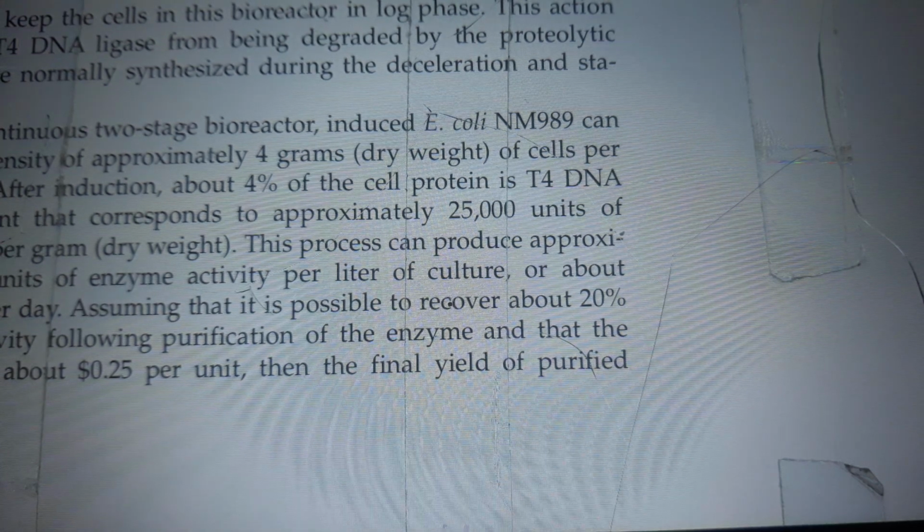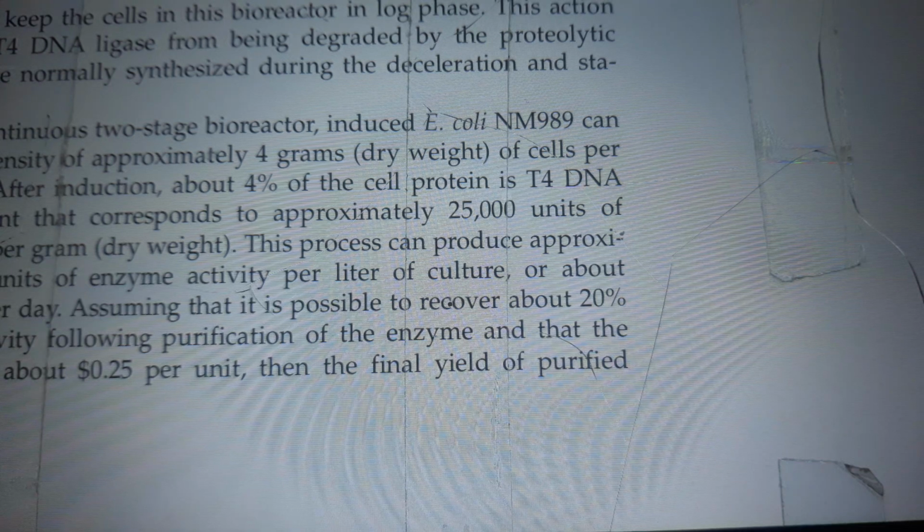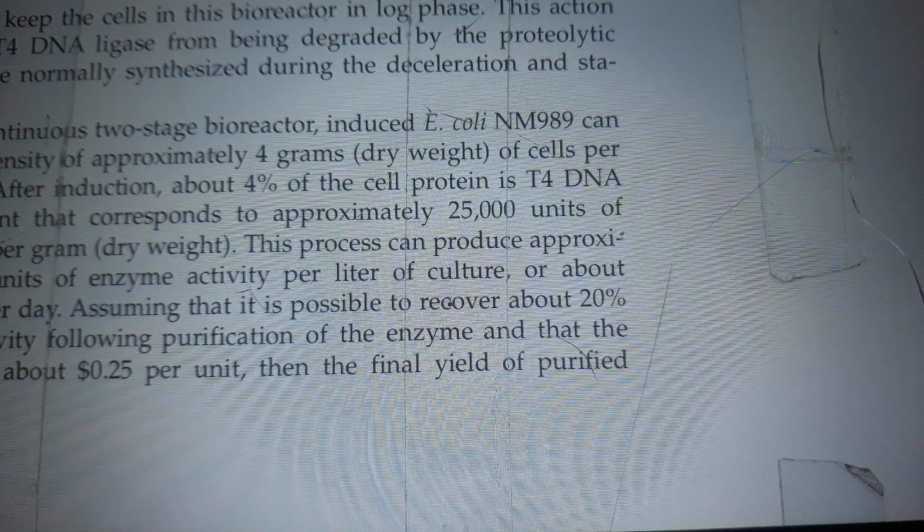With the continuous two-stage bioreactor, induced E. coli NM989 can be grown to a density of approximately 4 grams dry weight of cells per liter of culture after induction. About 4% of the cell protein is T4 DNA ligase, an amount that corresponds to approximately 25,000 units of enzyme activity per gram dry weight.